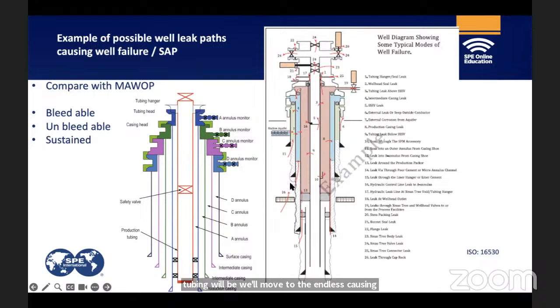Or if there is a breaking of the cement, suppose there is a pressurized zone, it might cause pressure in the B annulus. So similarly, for each of the pressures, we have a different diagnostic to be performed to assess the situation.